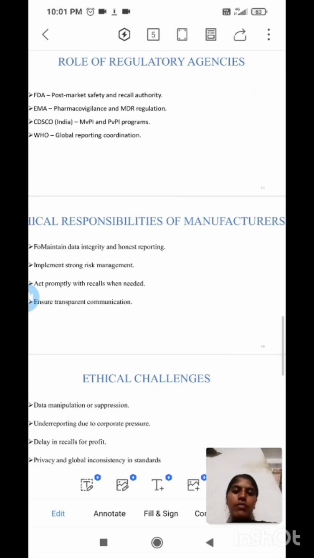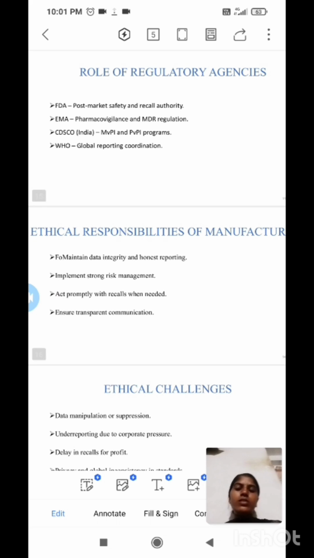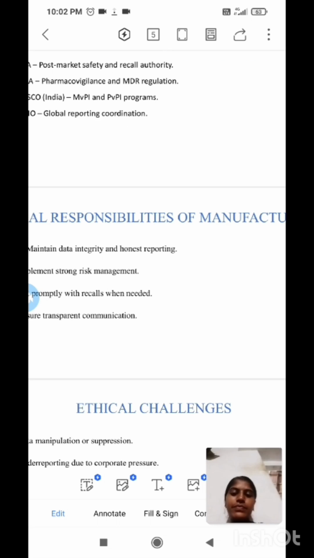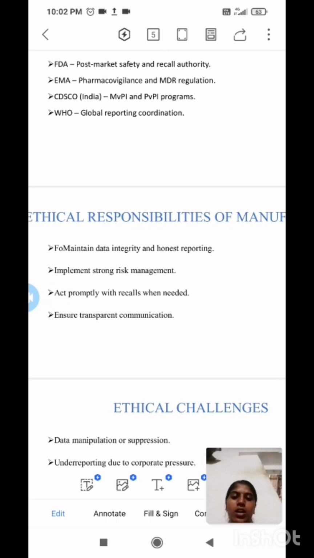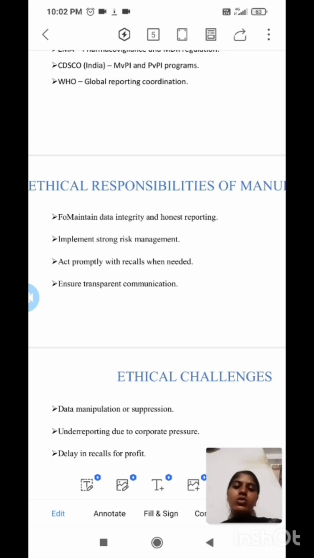Ethical responsibilities of manufacturers. When we develop a device, the device has certain ethics, rules and regulations. So the major 4 types of ethics are: maintain data integrity and honest reporting, implement strong risk management, act promptly with recalls when needed, and ensure transparent communication. With every report having very good transparent communication, only then do people and hospitals trust to buy the device. So the device must have data integrity and honest reporting.